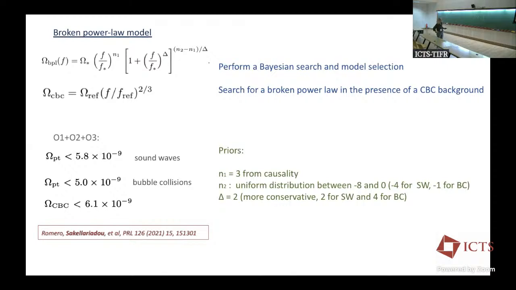And we searched for something like that in the O1 to O3 data of LIGO-Virgo-KAGRA. We didn't find any signature, but we were able to put constraints on both the CBC and the sound waves and bubble collisions contributions. So one can say, very good, and what about that? From the point of view of somebody who has particle physics models, you should go back and translate these constraints to the parameters of your models. So we did that consequently.